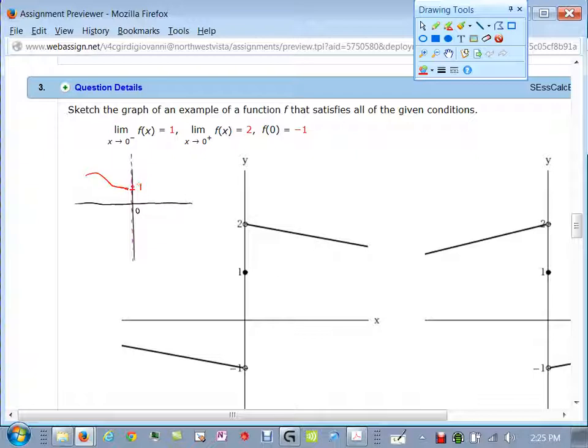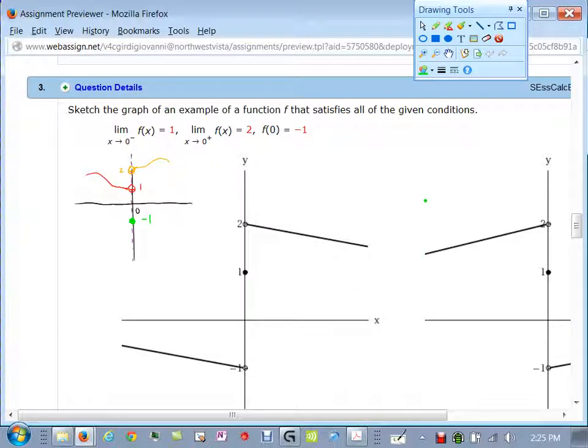Now, I don't know what's happening there, so I'm going to leave an open circle. Then, as I approach 0 from the right, I need to be headed towards 2. So here's 2 up here. From the right, it's headed towards that. And then at that point, I don't care what's happening, so I'm going to leave it open. And then this says, at 0, my function needs to be defined to be -1. Well, -1 is down here, and I need to define my function there, so I put a solid dot.